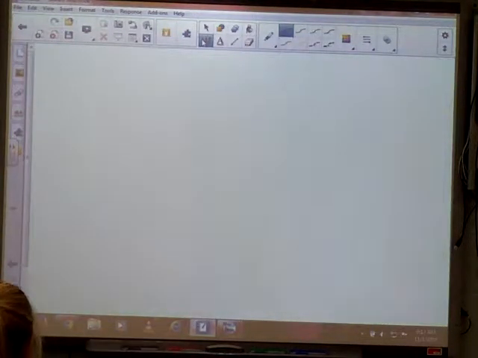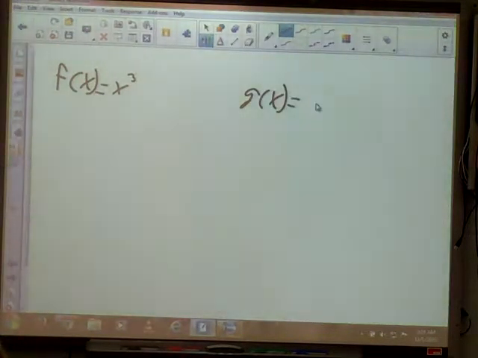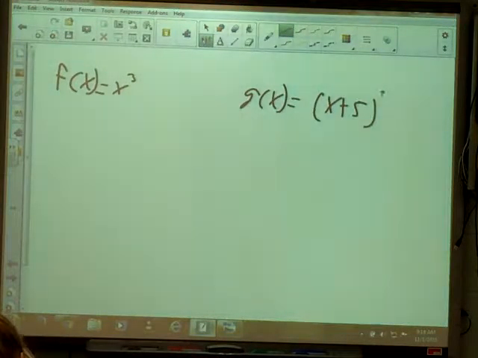Alright, so what we're going to look at here, we've got the original function, f of x equals x cubed, and then its transformation is g of x equals (x plus 5) cubed plus 2. Okay, so the directions say describe the transformation and then graph. So we're going to describe the transformation first before we look at the graph.